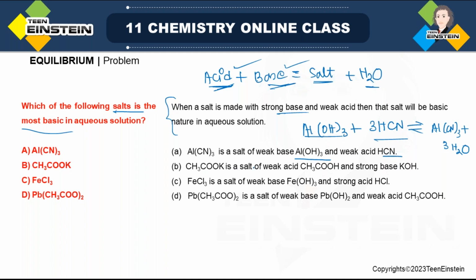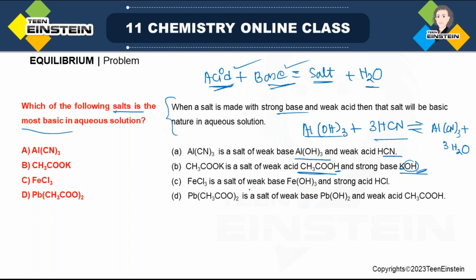Then if you consider acetic acid, when you take these two together, the strong base is KOH and the acetic acid is not strong, it is weak. The acetate part combines with K and H combines with the OH part, producing water and potassium acetate. Potassium acetate is the salt we have made from acetic acid and KOH, and here the base is strong. So this can be the correct answer, but we will also see the other two.